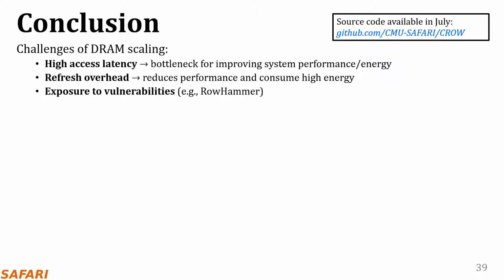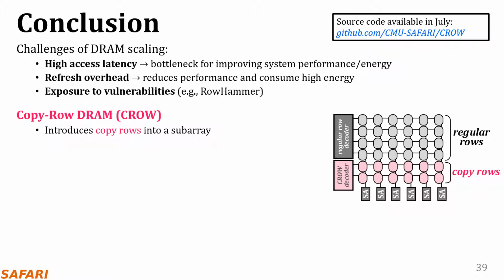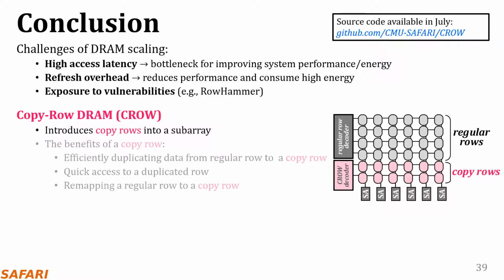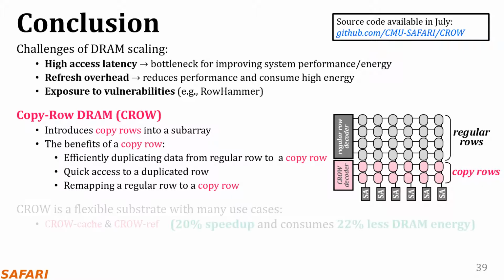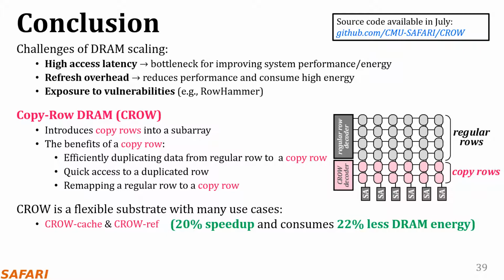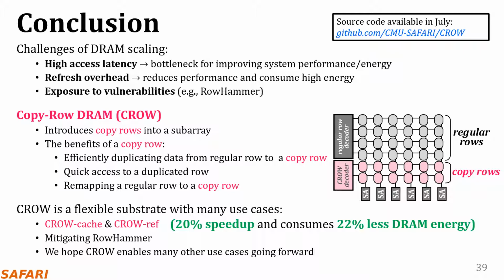We propose Crow, an in-DRAM substrate for addressing the three key challenges of DRAM scaling. Crow introduces copy rows in addition to regular rows in conventional DRAM. A copy row provides three key benefits. Using the Crow substrate, we develop CrowCache to enable in-DRAM caching, CrowRef to mitigate DRAM refresh overhead, and a mechanism for mitigating RowHammer errors. We believe Crow will enable many other use cases going forward.